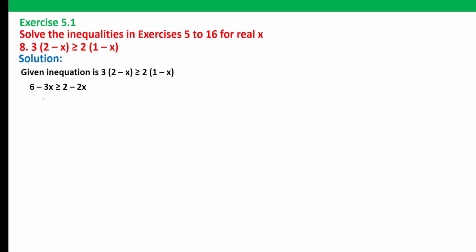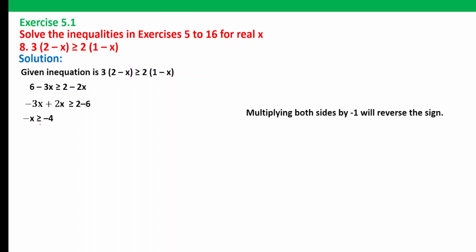So minus 3x plus 2x is greater than or equal to 2 minus 6. Minus 3x plus 2x is minus x, greater than or equal to minus 4, because 2 minus 6 is minus 4. Therefore, minus x is greater than or equal to minus 4. Again, let us multiply both sides with a negative. Then we have to change the sign. Instead of greater than or equal to, say less than or equal to, because multiplying both sides with minus 1 will reverse the sign. So the opposite sign of greater than or equal to is less than or equal to. Therefore, x will be less than or equal to 4.